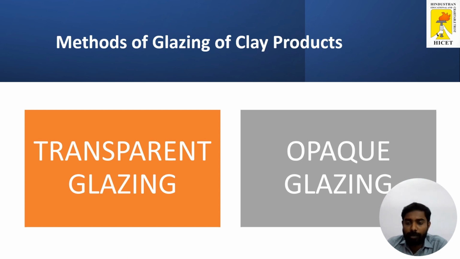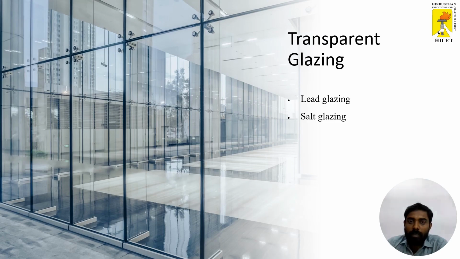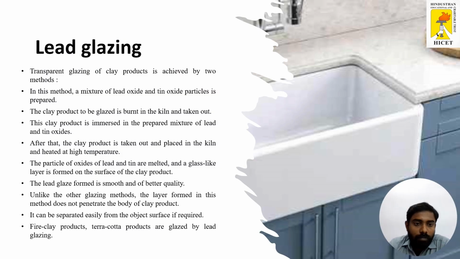One is transparent glazing and the other is opaque glazing. The transparent glazing is further classified into two categories. One is lead glazing and the other is salt glazing.